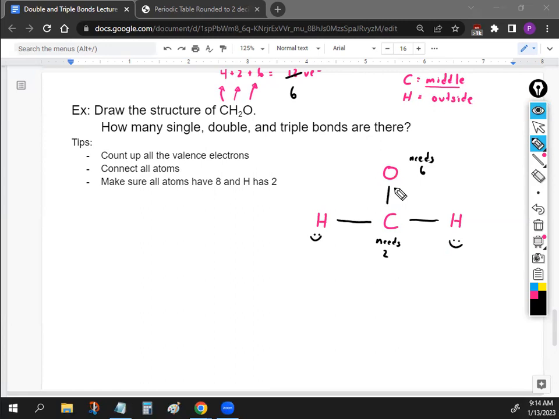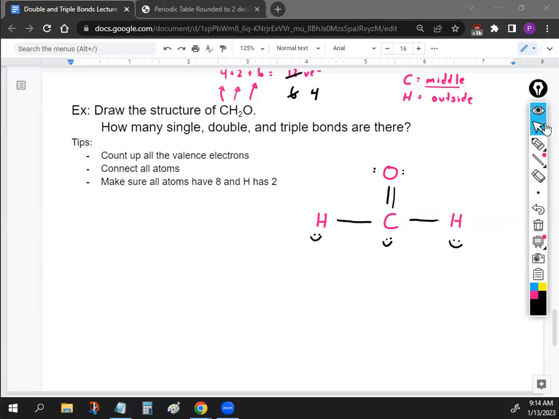Yeah, a double would help because we can use a double. We use 2, so we have 4 more. Now we got to change up our numbers. Carbon, how many electrons does carbon need now? 0. Yeah, this carbon is finally happy. Okay, and now oxygen needs 4, and that's exactly what we have left over. So there you go. That's going to be what this compound looks like.